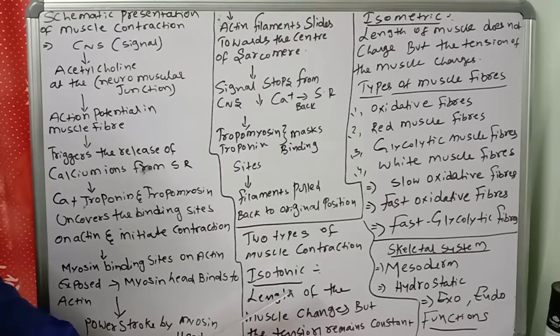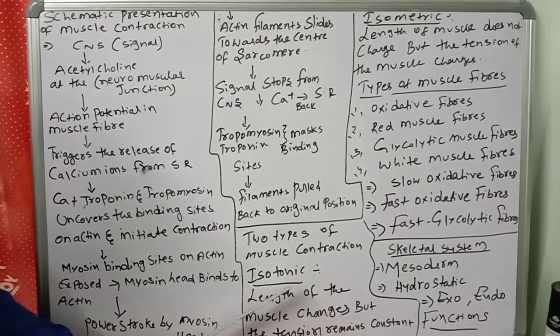The type of contraction depends on the changes in the length and tension of the muscle fiber, that is, the change in the length and tension of muscle fibers at the time of contraction. First, isotonic contraction.